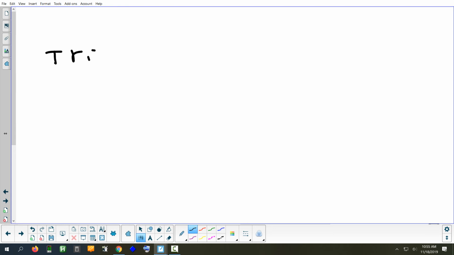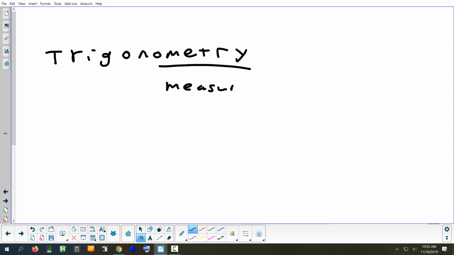So if you break that word down, does anybody notice a prefix or a suffix in there that they know the meaning of? Any? Metri means measure. Yeah, so metri is measurement or measure.